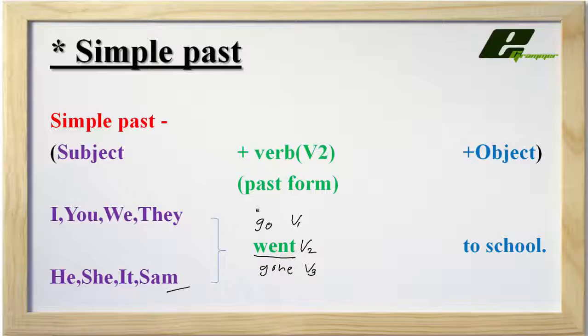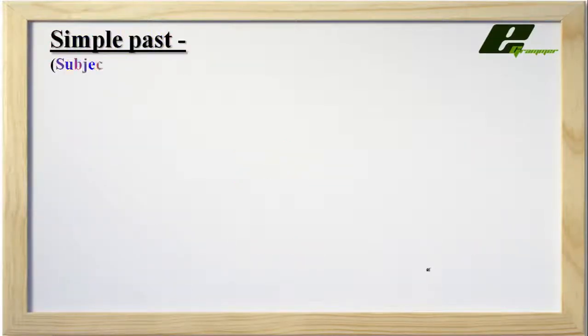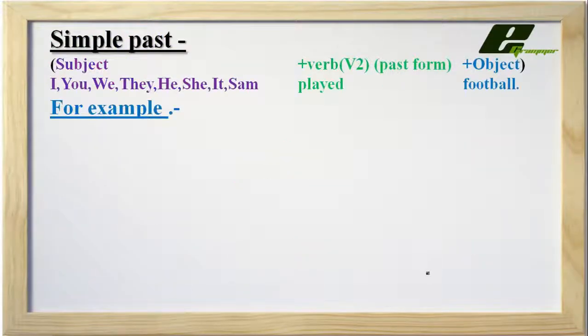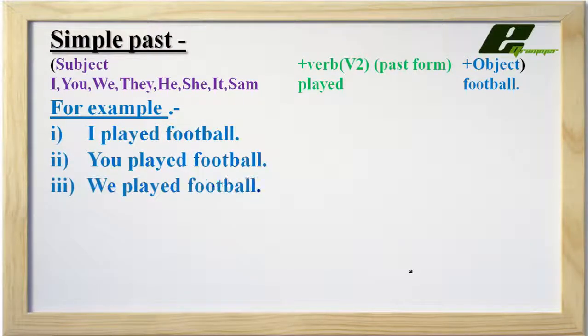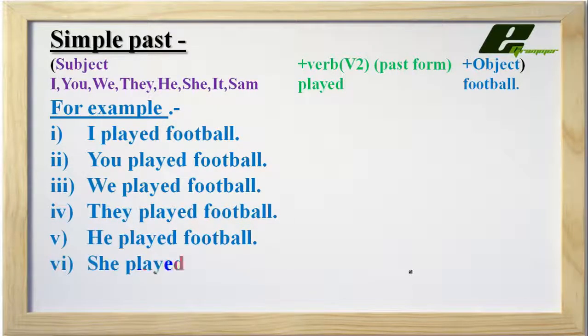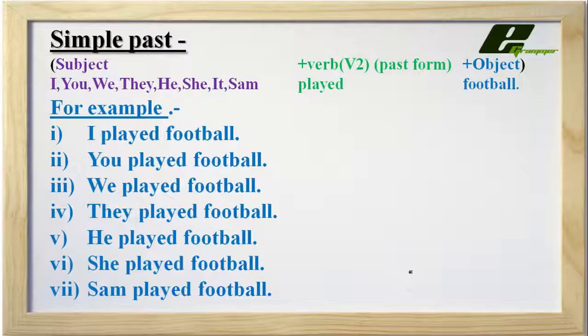The remaining part we will wipe off. Okay, so the sentence would sound like this: Sam went to school. Understood? Now take a look at some examples so you get it much better. For example, I played football, you played football, we played football, they played football, he played football, she played football, and Sam played football. It means this action had happened in the past and we're talking about that particular action at a particular time.